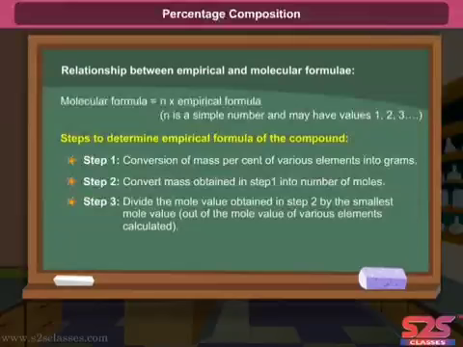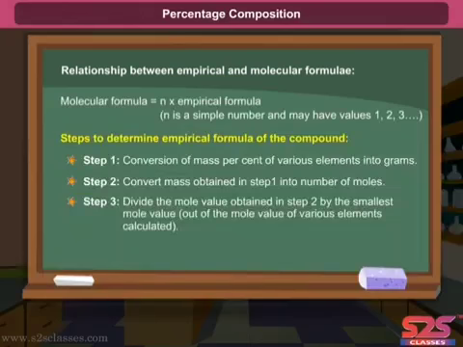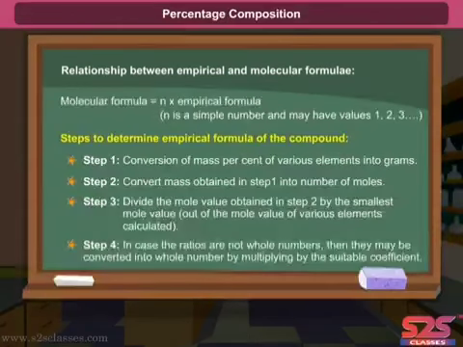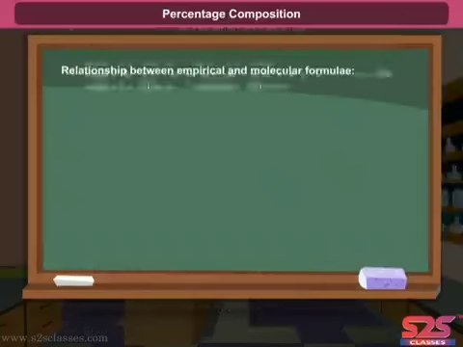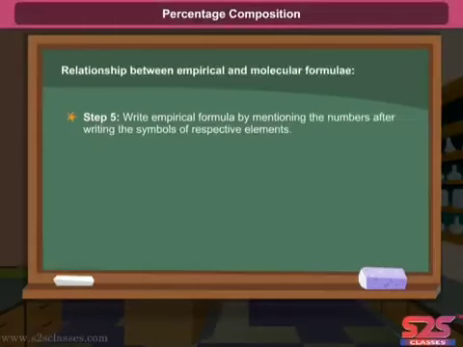Step 3. Divide the mole value obtained in Step 2 by the smallest mole value out of the mole values of various elements calculated. Step 4. In case the ratios are not whole numbers, then they may be converted into whole numbers by multiplying by a suitable coefficient. Step 5. Write the empirical formula by mentioning the numbers after writing the symbols of respective elements.